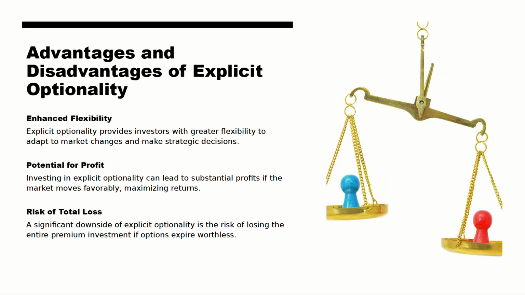Advantages and disadvantages of explicit optionality. Enhanced flexibility: explicit optionality provides investors with greater flexibility to adapt to market changes and make strategic decisions. Potential for profit: investing in explicit optionality can lead to substantial profits if the market moves favorably, maximizing returns. Risk of total loss: a significant downside of explicit optionality is the risk of losing the entire premium investment if options expire worthless.